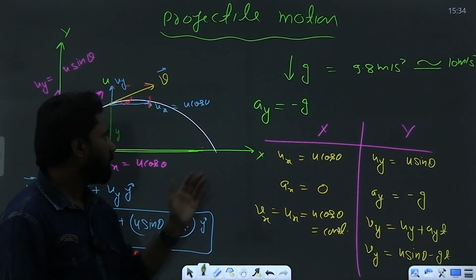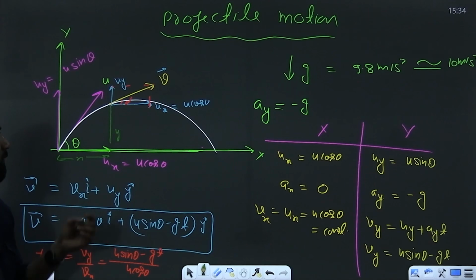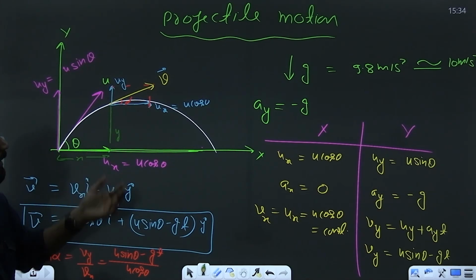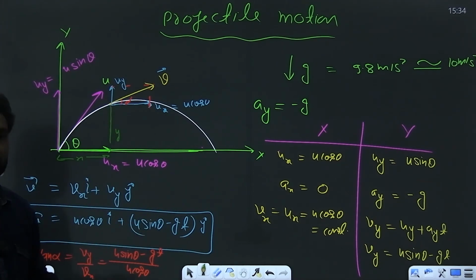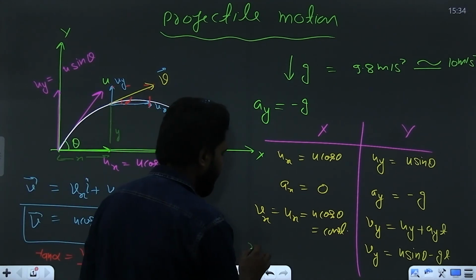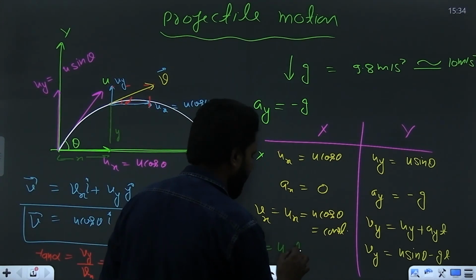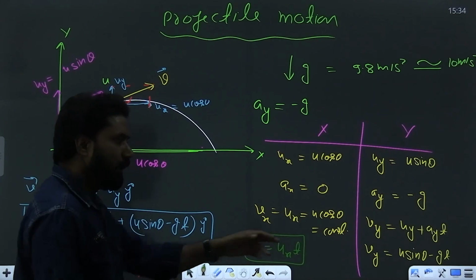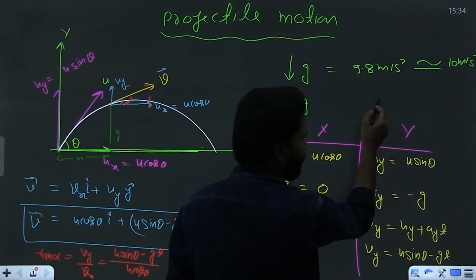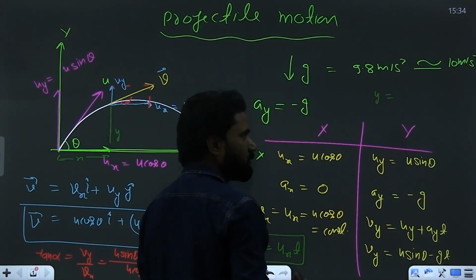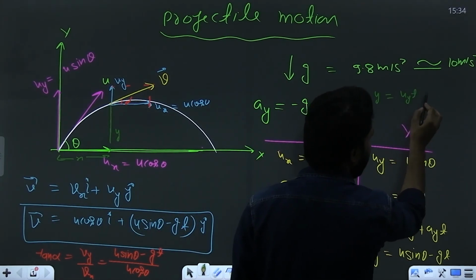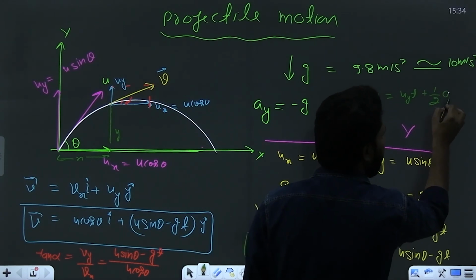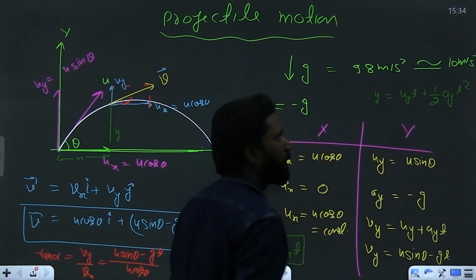So here we have to find the position of the particle at time t, that is, the value of x and the value of y. As we know, the motion along the x-axis is a uniform motion because there is no acceleration. So the value of x at any time is equal to ux into t. To find the value of y, let us use the second equation of motion: y is equal to uy into t plus half ay into t square.